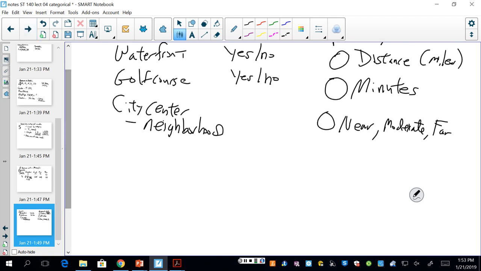And there's a bunch of quantitative variables as well, right? The price, square feet.